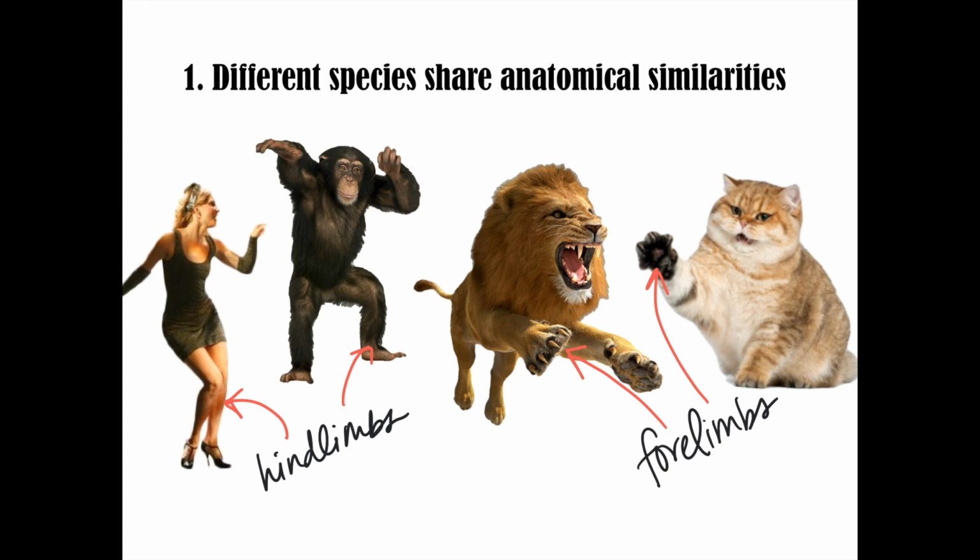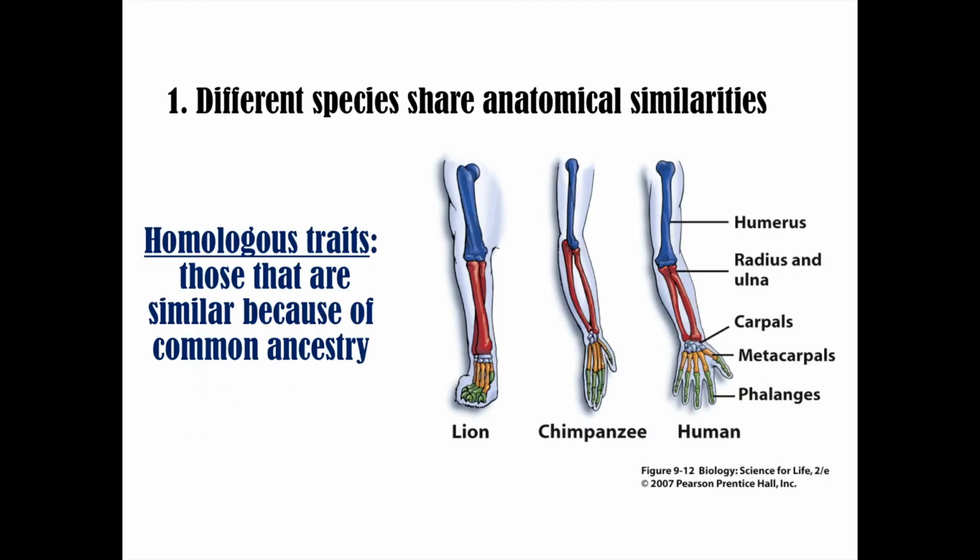But what about on the inside, right? If they're all different, we might expect that the insides, or the bones or the organs, would all be different in different species. However, that is not actually what we find. When we take a look inside the forelimb of a lion, a chimpanzee, and a human, we find that they actually all contain the same number and type of bones.